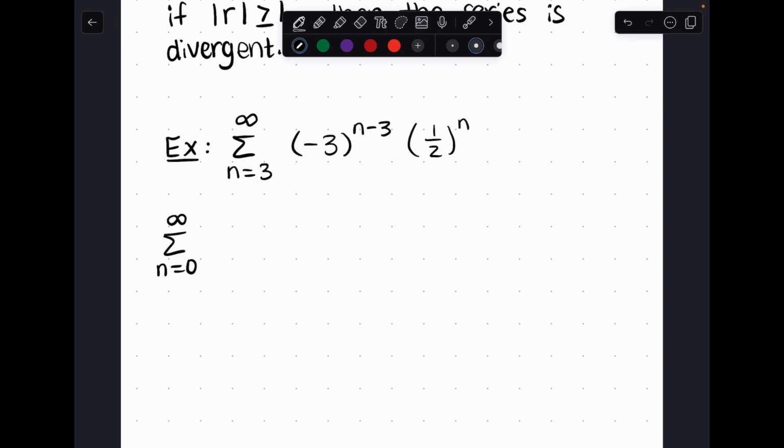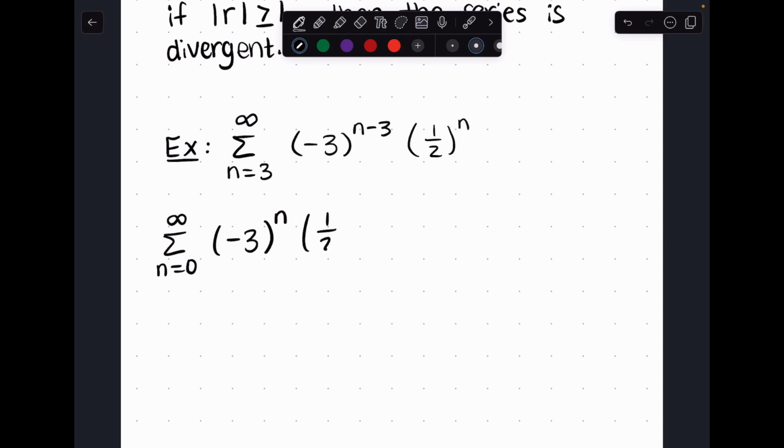Well, the first term up top, notice that when n started at 3, my negative 3 started at 3 minus 3, so it started at 0. So I want to make sure that in my new sum that I'm writing, my negative 3 is going to start with an exponent of 0. Well, that's just n. So we're good to go there.